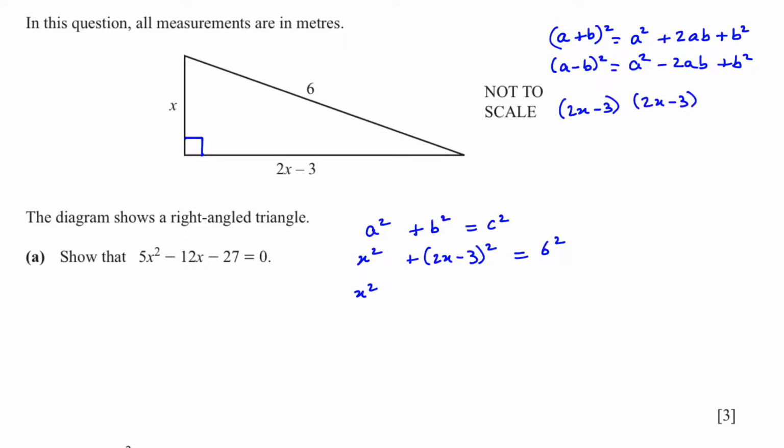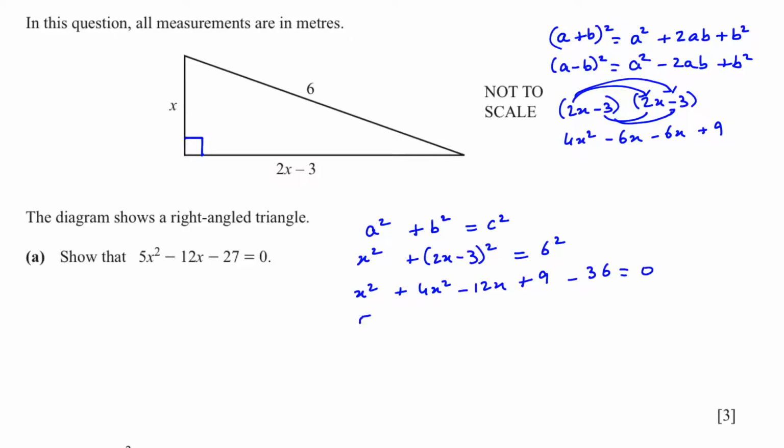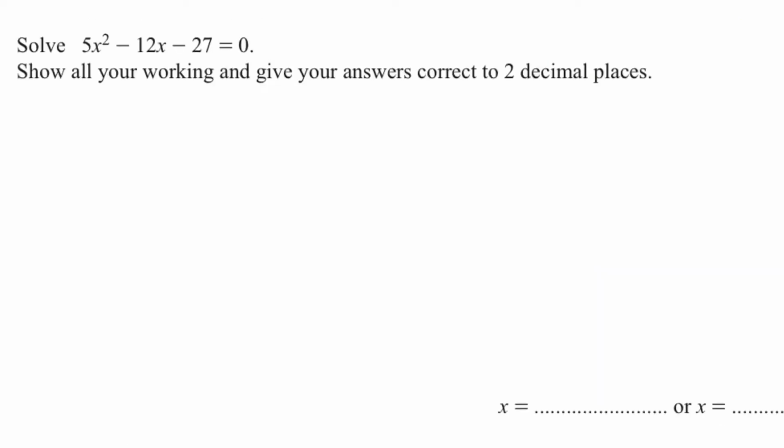So the first thing you will do is 2x times 2x, which will give you 4x squared. 2x times negative 3 is negative 6x. And negative 3 times 2x is negative 6x. Negative 3 times negative 3 is positive 9. So this will give us 4x squared minus 12x plus 9 minus 36 is equal to 0. When we simplify it, we'll get 5x squared minus 12x minus 27 is equal to 0. So we did what they asked us to do.